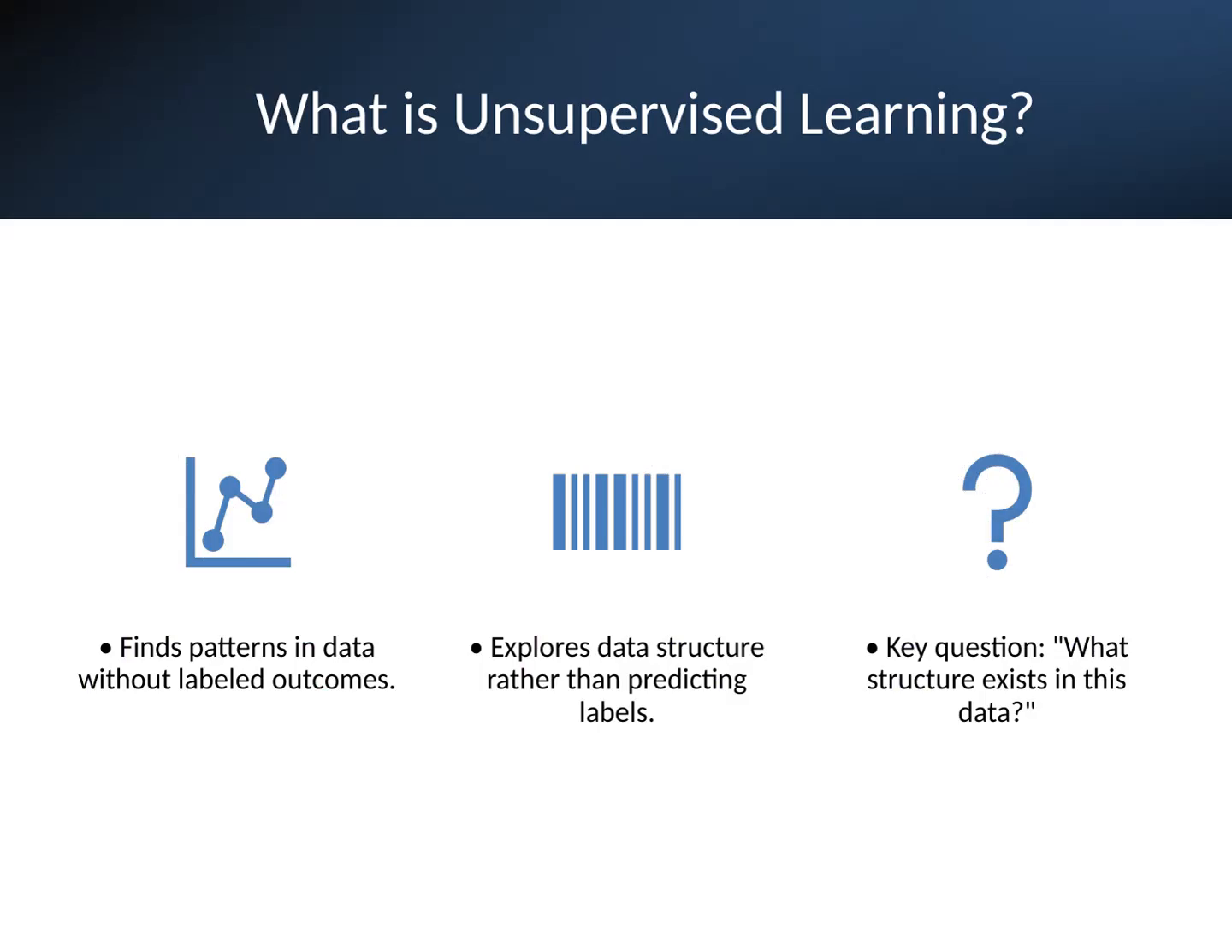Unsupervised learning discovers patterns in data when outcomes aren't labeled. Instead of predicting labels, it explores relationships, grouping similar items, extracting features, or revealing hidden themes. The central question is what organization or clusters exist within the data.